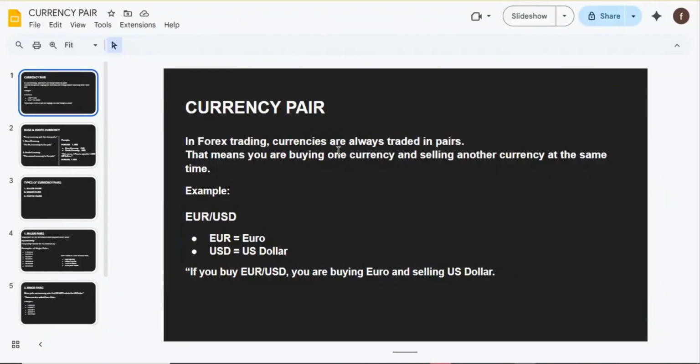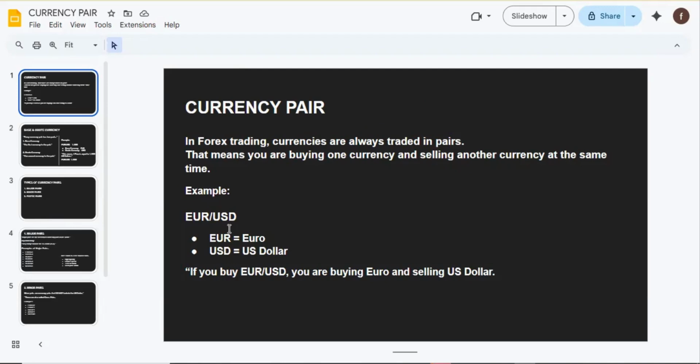So in forex trading, currencies are always traded in pairs. That means you are buying one currency and selling another at the same time. For example, we have Euro USD. That means we have Euro and USD. So if you are buying Euro USD, that means you are buying Euro and selling US dollar.